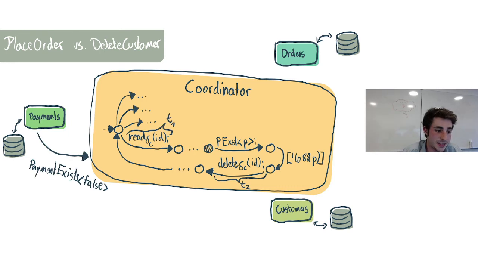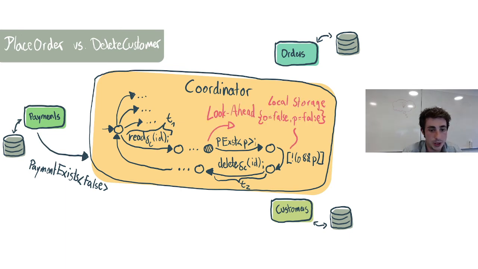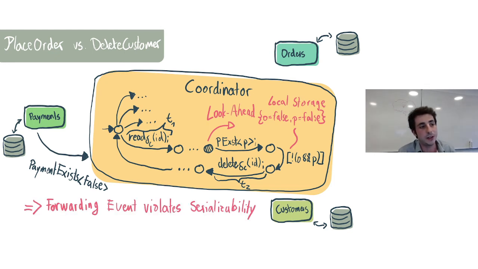And next, the payment exists event would come in with a response of false. And we also know, because we have a local storage of O is false and P is false, and we can look ahead from our state, that if we take this path, we would indeed delete the customer from the database before reading it. So we would violate serializability. And that is the core part of this idea.